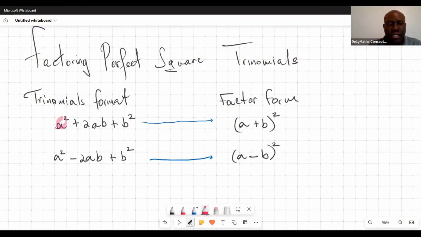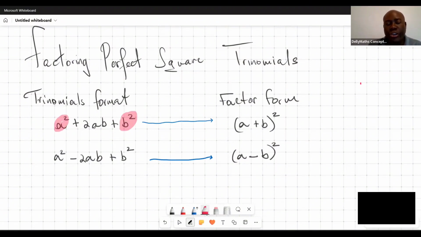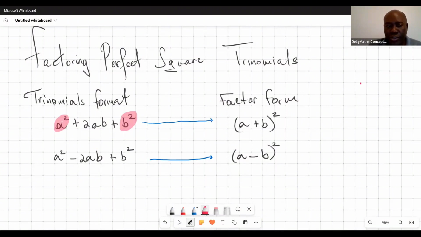If we notice, the first term is squared, and the last term is squared. So we're looking for those square ideas, like square numbers, or square terms, or a monomial that is a square. The first term should be a square, and the last one should be a square. Then if you look at the middle, the second term, it is 2 times the square root of the first and the last.